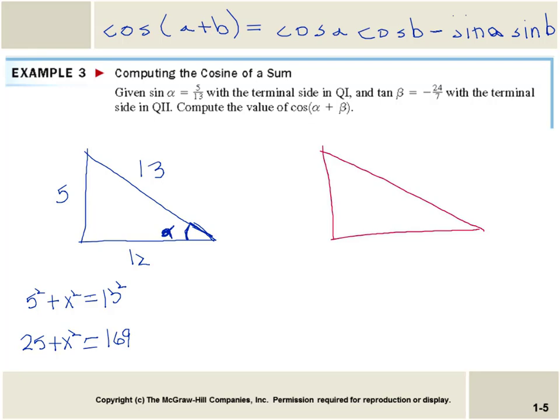Okay, so here we have beta. This is my beta triangle. So what do I know about this? The sine is 24. Well, not the sine exactly, but the y, right? And the x is 7. And I believe this is a 7, 24, 25 triangle.